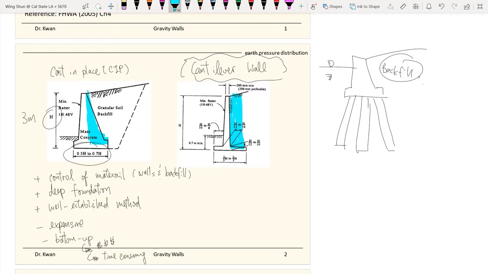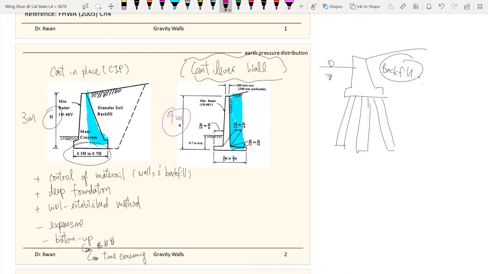Because of the design, you don't need massive concrete, and typically this wall can go higher. The rule of thumb limitation is 9 meters for this kind of design.